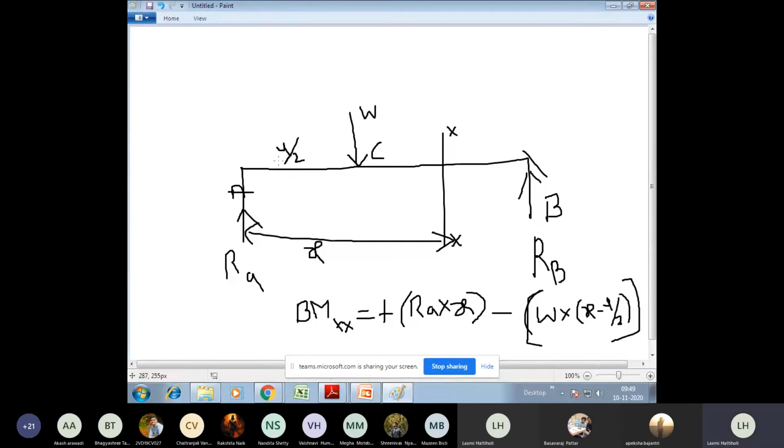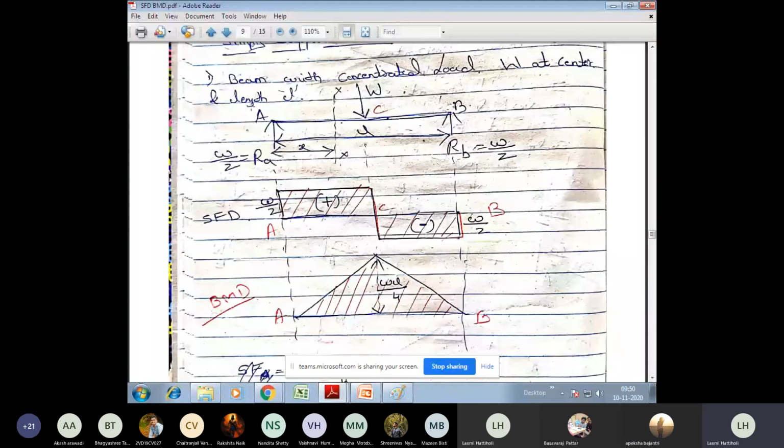What is the total length of the beam? L. So is it not x is equal to L at the point B? Let me show this. What is the entire length of the beam? L. Correct?